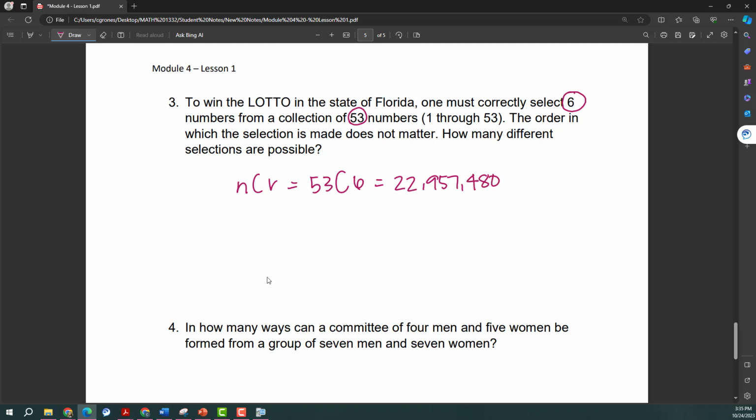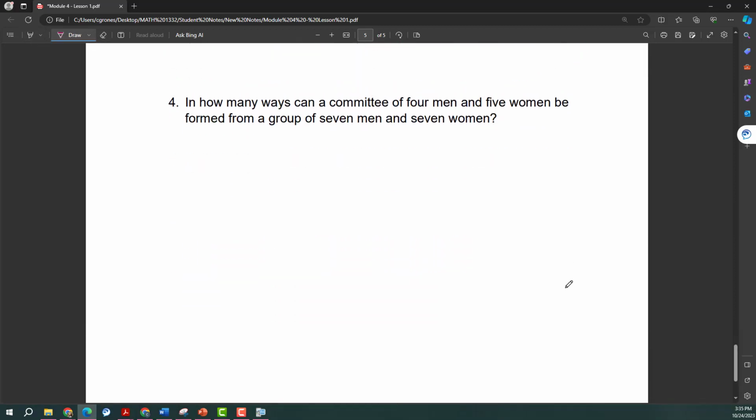So that means that your probability of winning that lottery is 1 out of that 22,957,480. But I can win. Do what? So, but I can win. It can happen.